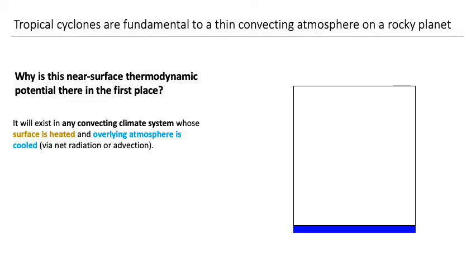So this thermodynamic potential will exist in any convecting climate system whose surface is heated and whose overlying atmosphere is cooled. And that can be via net radiation. When we talked about radiative convective equilibrium, we thought about just net radiation. It could also be through advection, so you could have a net heat transport out of the column. Whatever it is, you're heating the surface and you're cooling the overlying atmosphere.